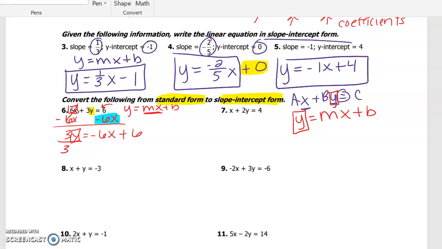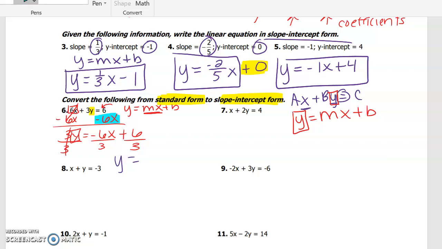Now, when I do that, I want to make sure I divide everything on the right side of my equation by 3. That includes the x term, and it includes the coefficient. So on the left side, my 3's cancel, and I'm just left with y equals, now I want to simplify each term.